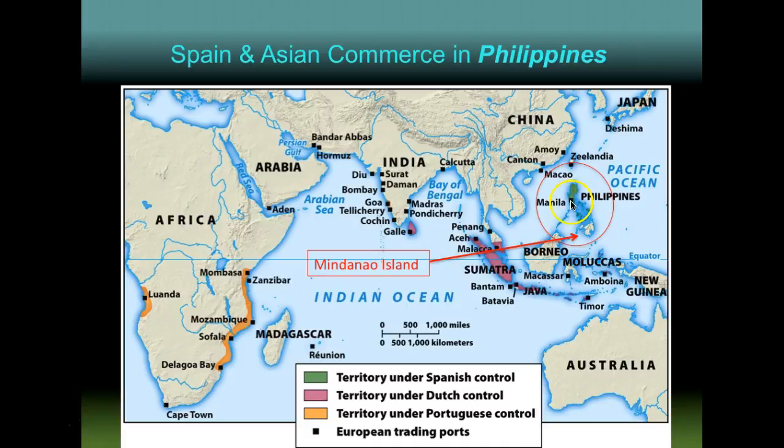So down here is Manila. These are the Philippine Islands, and Mindanao Island is down here. Up here is China. This is Vietnam, Laos, and Cambodia. And these are Dutch territories, Dutch Sumatra and Dutch Java. We'll talk about that in a little while, but the Spanish controlled this territory.